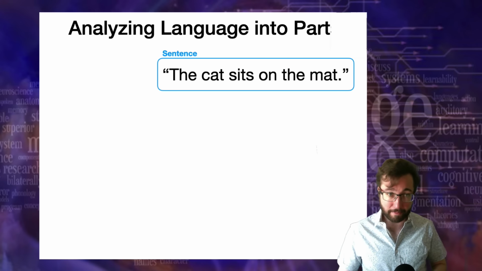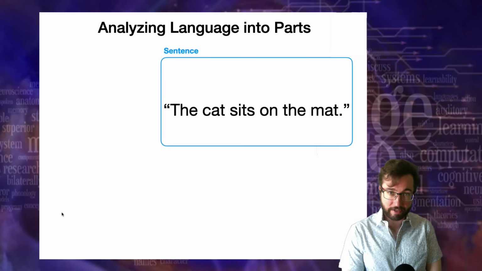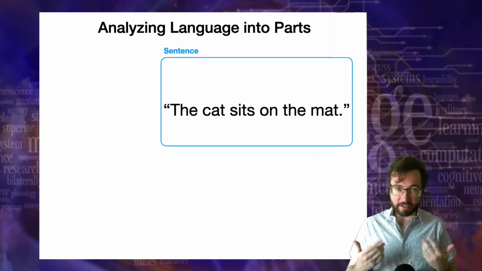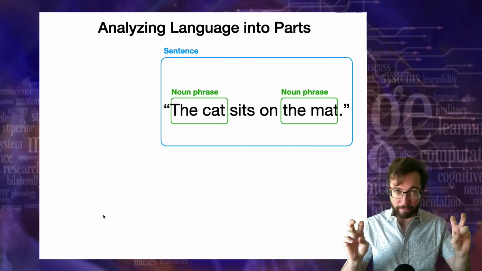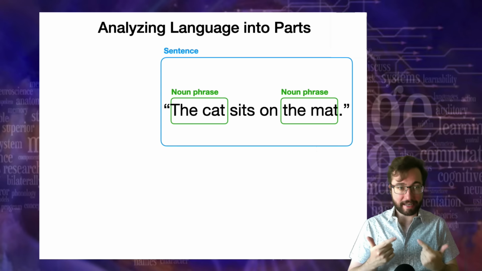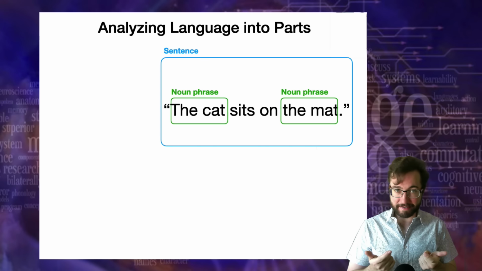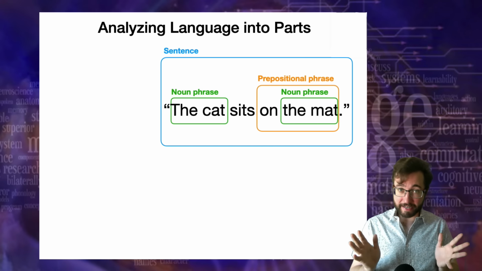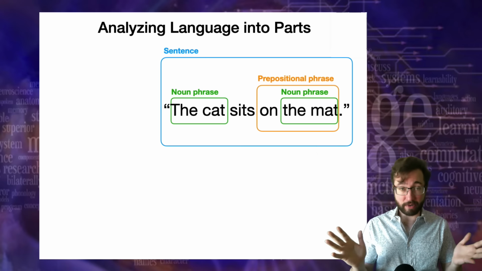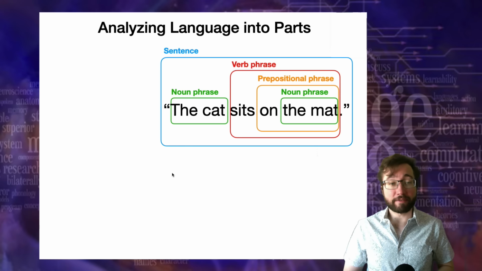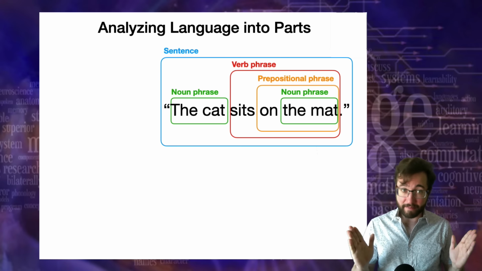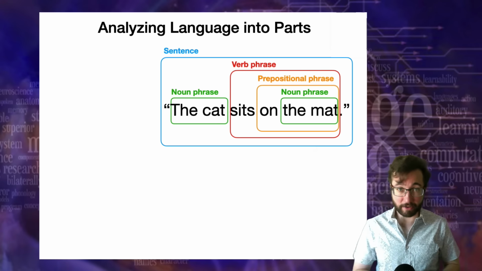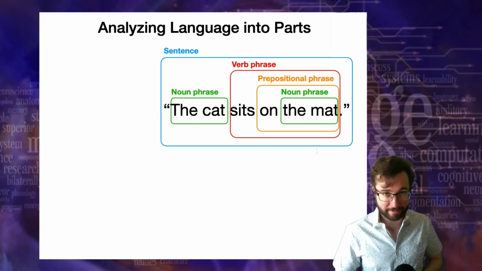Can we break it into parts? Well, the first thing we note is that we have two parts in the sentence that are similar to each other, the cat and the mat. These are two phrases that have a similar structure. They're what we call noun phrases. And this sequence of words on the mat is what we call a prepositional phrase. On is a preposition. On the mat is a prepositional phrase. We can identify even further the sequence of words sits on the mat as a verb phrase. It's a sequence of words headed by a verb. We're going to talk about this in great detail once we get to the syntax part of the class.